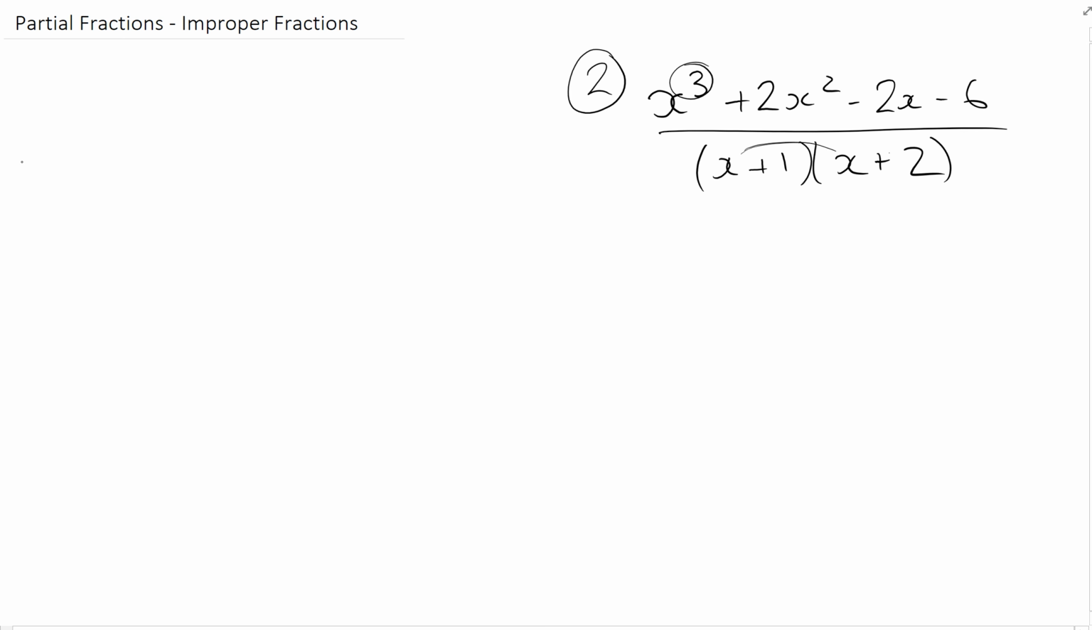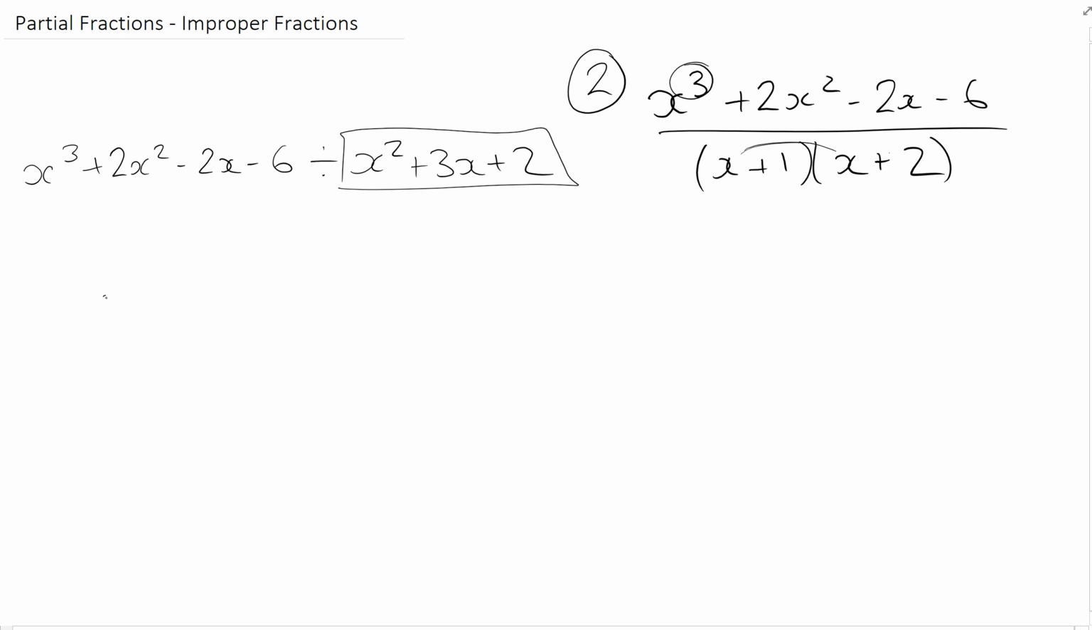But again, it's the same process. So we're going to do x cubed plus 2x squared minus 2x minus 6 divided by the denominator, so x squared plus 3x plus 2. So this is what we're going to have on the outside of our box, x squared, 3x and 2.